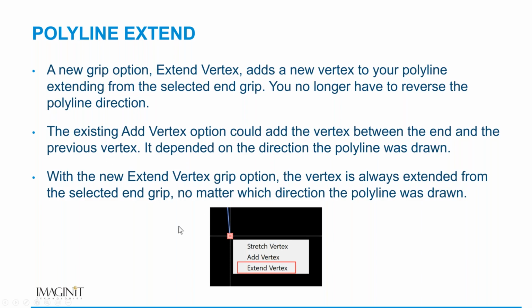So when you click on a polyline, you will see add vertex. You will also see extend vertex. It depends. The add vertex option could add a vertex between the end and the previous vertex, and it depended on direction. With the extend vertex, the vertex is always extended from the selected end grip, no matter which direction the polyline was drawn.